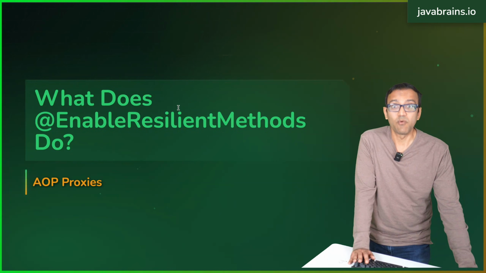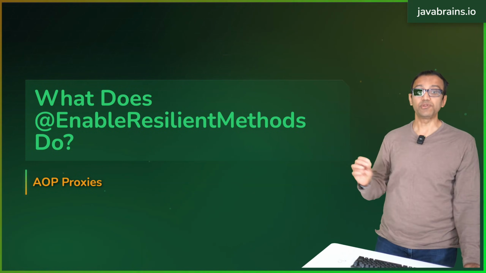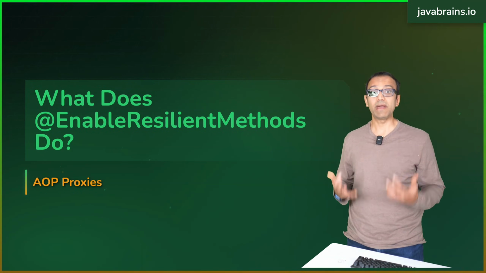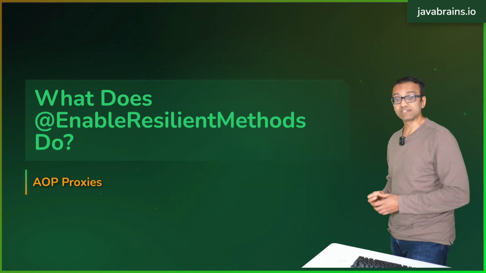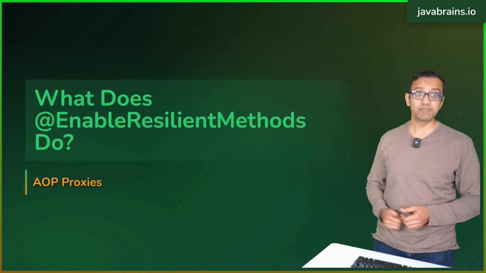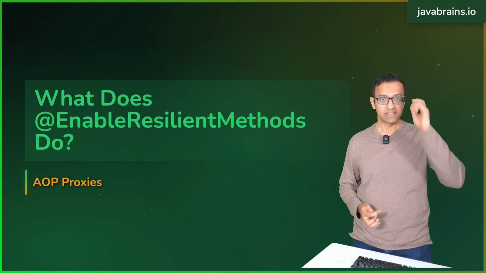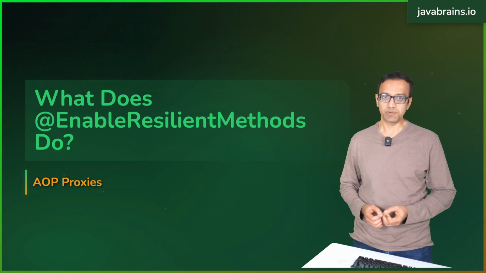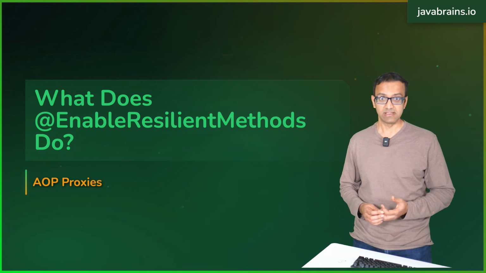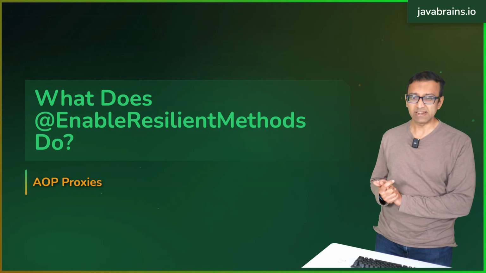You're basically saying, I want something to be retried. It is safe to retry. When Spring knows that it is safe to retry, it will automatically retry. Now, how does Spring do it? What is actually happening behind the scenes? What does this enable resilient methods do? Behind the scenes, there is actually a bean post processor. Spring registers a retry annotation bean post processor that wraps the logic in AOP proxies. That's how Spring does a lot of this magic.